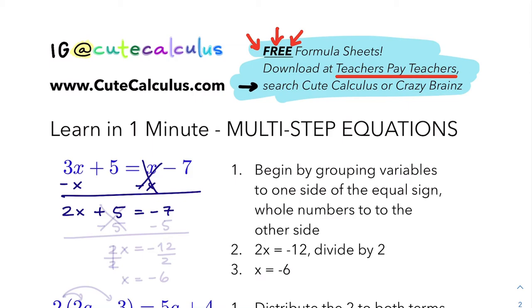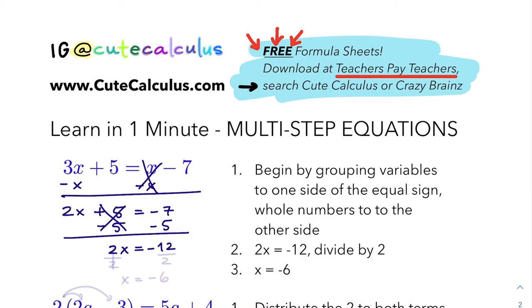And our goal is to get that x term by itself and to get the whole numbers to the opposite side. So in order to do that, I'm going to subtract. I'm going to do the opposite sign. Subtract 5. 5 minus 5 is 0. So we're left with 2x equals negative 12.